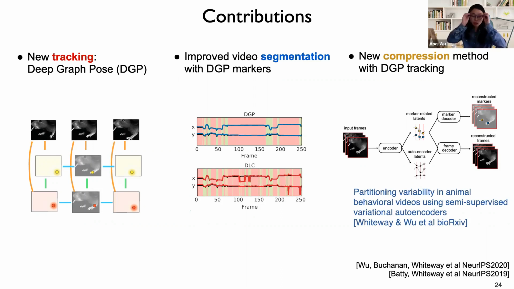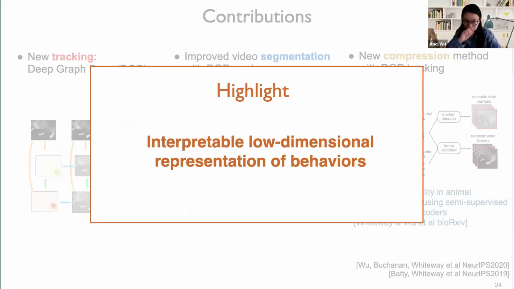Especially this part, later we actually extended into a longer journal paper, which is shown here, partitioning variability in animal behavior videos using semi-supervised variational autoencoders. We just released an arXiv version earlier this month. So please take a look at that if you're interested. Basically, the high-level goal across all these tasks and models is really to extract interpretable low-dimensional representations of behaviors for better and more interpretable downstream analysis relating to the neural data.